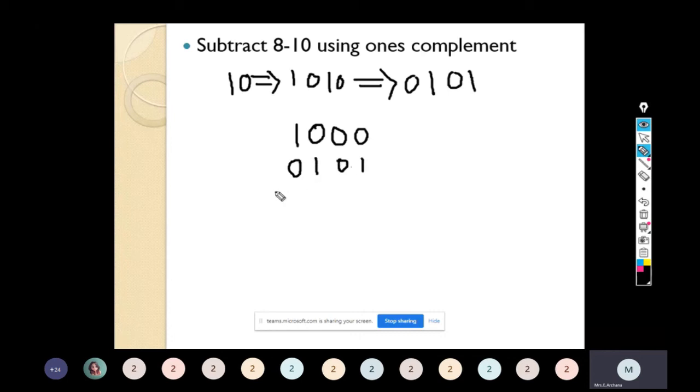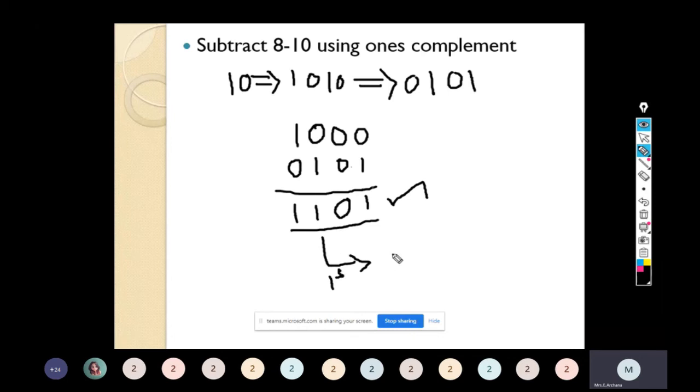Yes, what is the answer? 0 plus 1, 1. 0 plus 0, 0. 0 plus 1, 1. 1 plus 0, 1. There is no carry. If there is a carry, we add it to the sum. If there is no carry, once again we have to take 1's complement for the obtained result. We are going to take 1's complement for the obtained result.